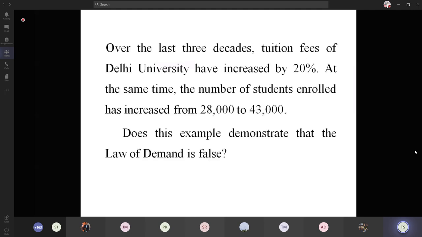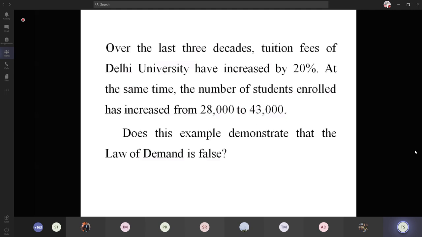Go through the next one. For the last 3 decades, tuition fees of Delhi University have increased by 20%. At the same time, the number of students enrolled has increased from 28,000 to 43,000. So this was an example. Does this example demonstrate that the law of demand is false?